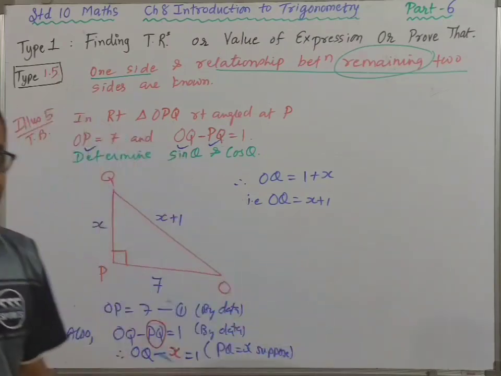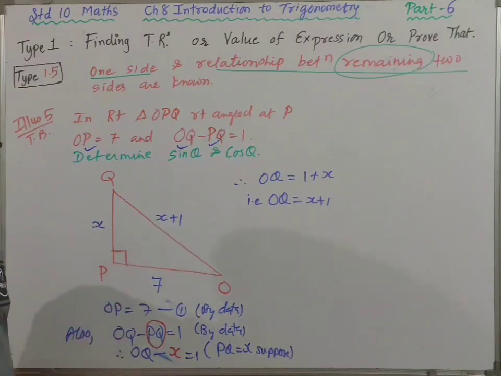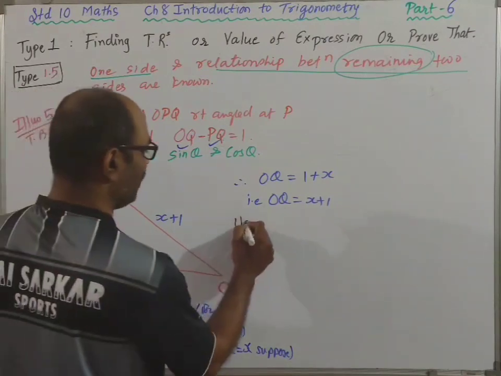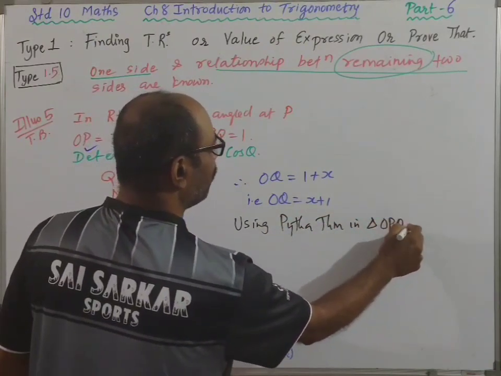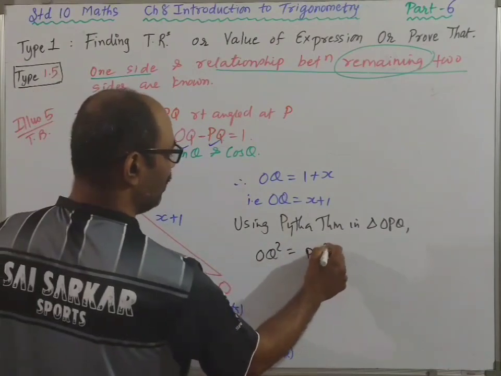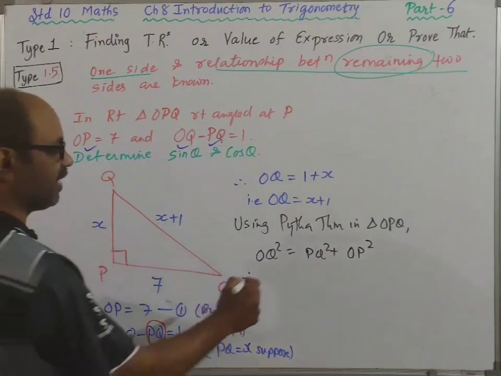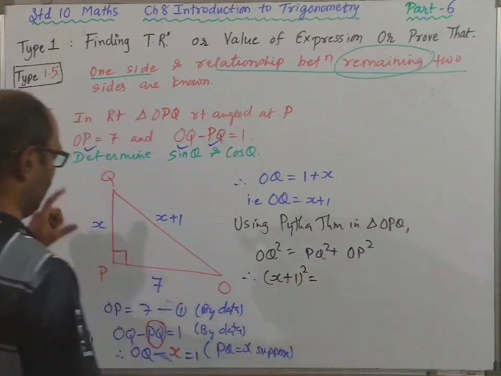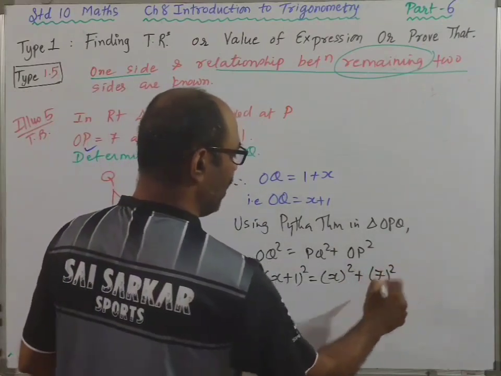Kaam pura nahi hua. Your work is not over, because this is X and this is X plus 1, and this one is not in terms of x. Earlier, k used to cancel, a used to cancel, but it will not happen like that. So you have to find the value of x, and for that you have Pythagoras. Using Pythagoras theorem in triangle OPQ, OQ is the hypotenuse, so OQ square is equal to PQ square plus OP square. What is OQ? That is x plus 1 whole square. PQ, that is x whole square. OP, that is 7 whole square.